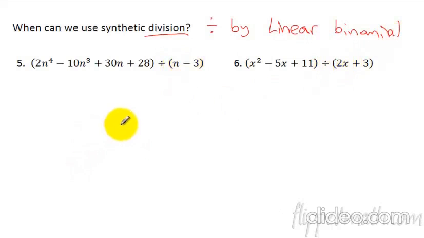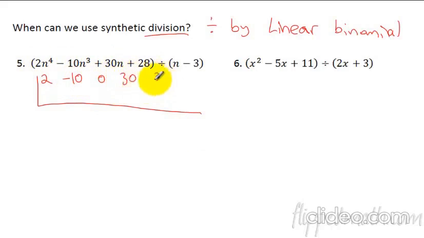So what in the world do we do? We are going to make our weird little L. So again, this is different than substitution. This is division. You write out your placeholders here for the 2, -10. There's no n squared term, so we're going to put a 0. And then we go to the n, which is 30, and then 28. Now, what do we put on the outside here? You don't put down a -3. You're dividing by the factor of n minus 3, and so the trick to this is you put the opposite of whatever that number is on the outside for synthetic division.